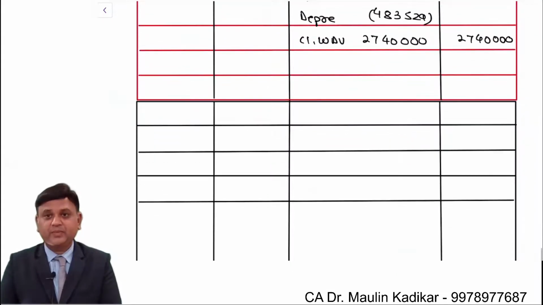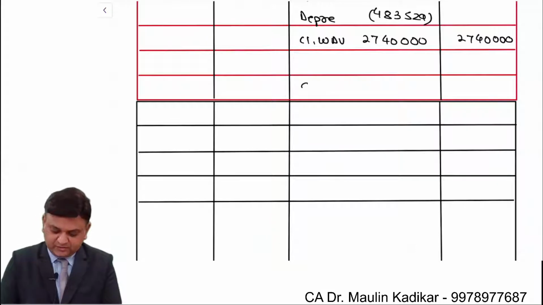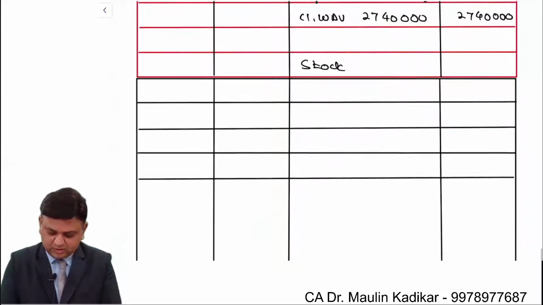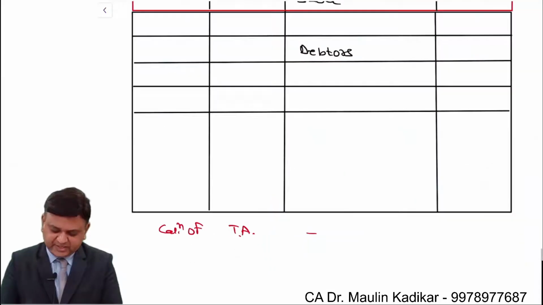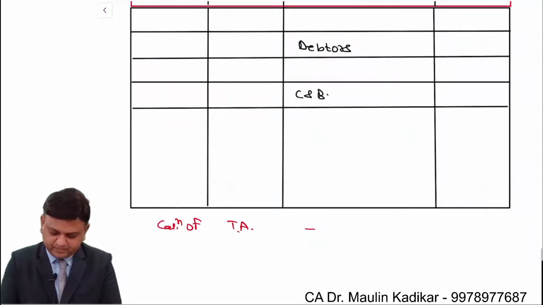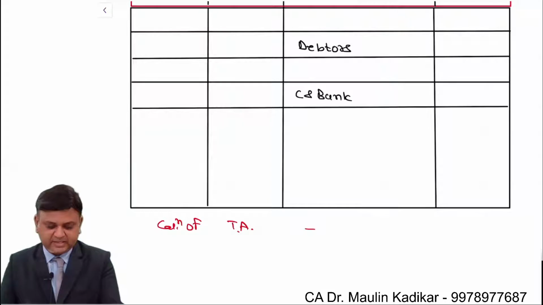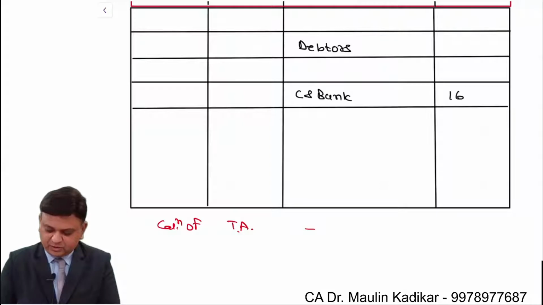Okay. Now we understand that, say we have stock, we have debtors, we have cash and bank. Cash and bank we have computed as 16,44,000.